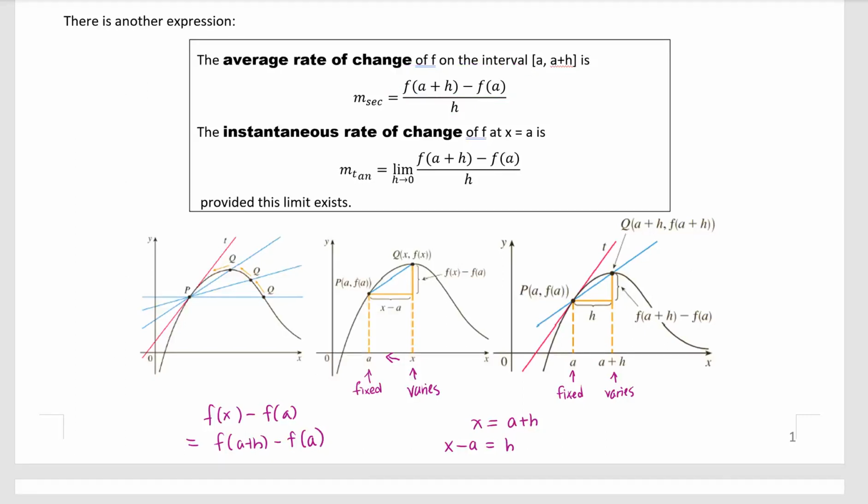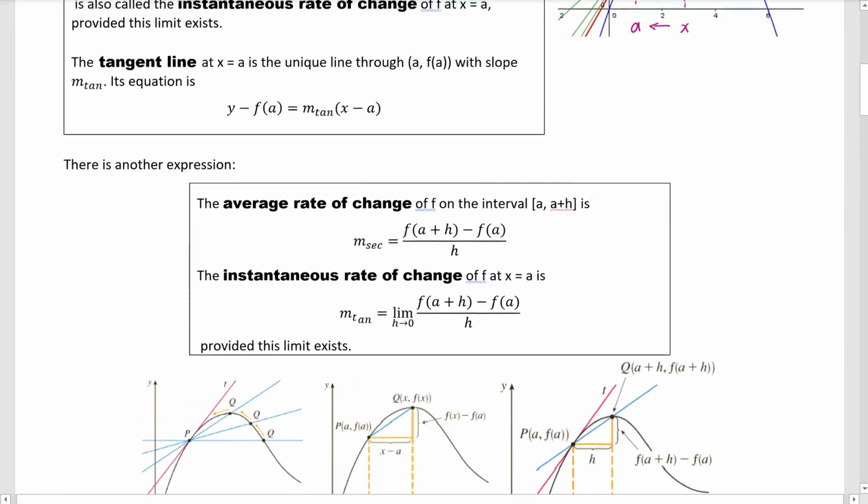Okay, so that's why for m tangent, remember when x goes to a, then it means h goes to 0. So m tangent equals the limit as h goes to 0 of f of a plus h minus f of a over h. So this is the second expression.